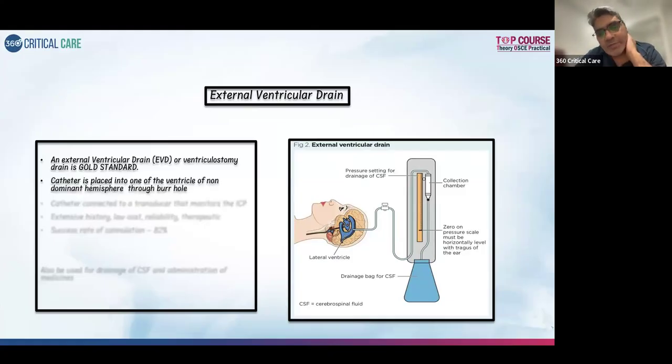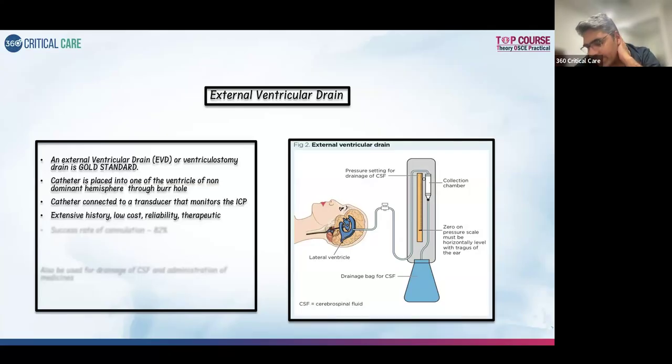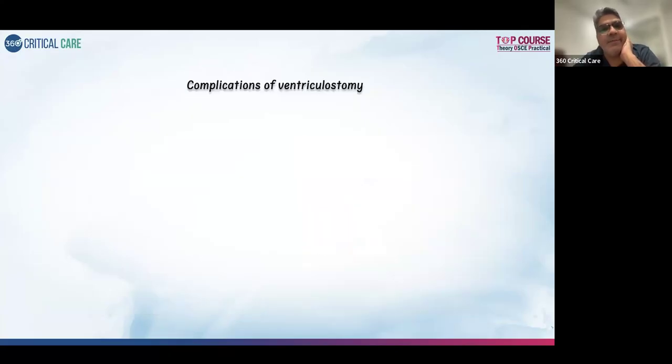The catheter is placed in one of the ventricles of the non-dominant hemisphere through a burr hole, usually on the right side for a right-handed person. The catheter is connected to a transducer with an ICP monitor. It is very commonly used, low cost, gold standard reliability, and it can be used as a therapeutic measure by draining the CSF. The success rate of putting it in is around 80%, which is pretty significant. It can also be used, as I said, for drainage to lower ICP.